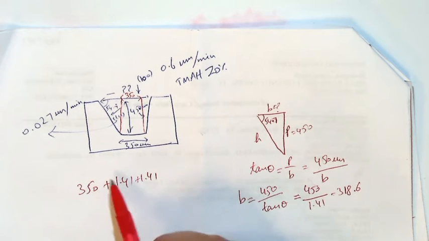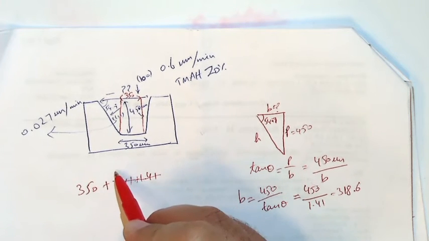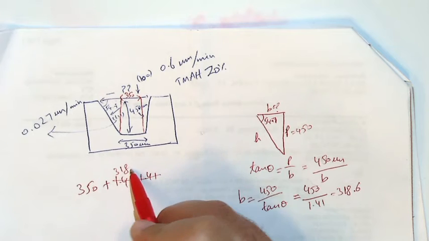Okay, let's see. So how much this total would be? 987.2.